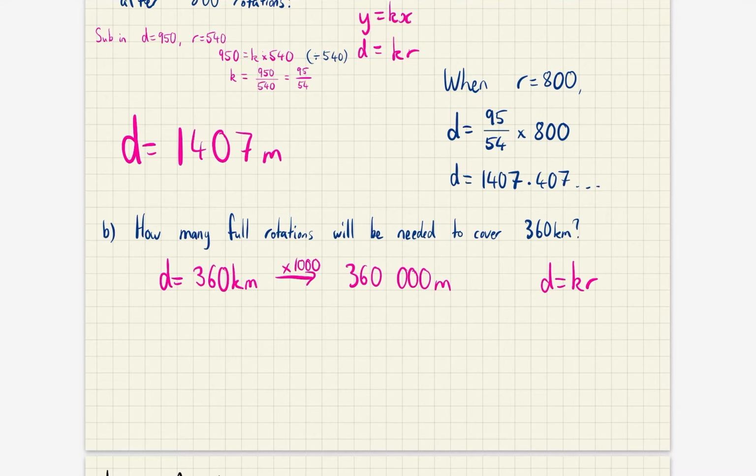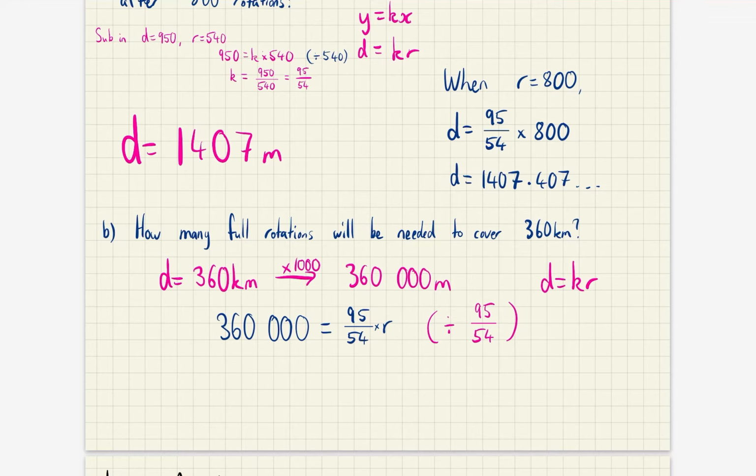So now I'm going to rewrite the equation with the information I have. I've got 360,000, and that's equal to K, and K we found out before was 95 over 54, and we times that by R. If we want to get R by itself, because remember this is being multiplied, I can divide both sides by 95 on 54. And that will get rid of the fraction. So I'll divide both sides by that.